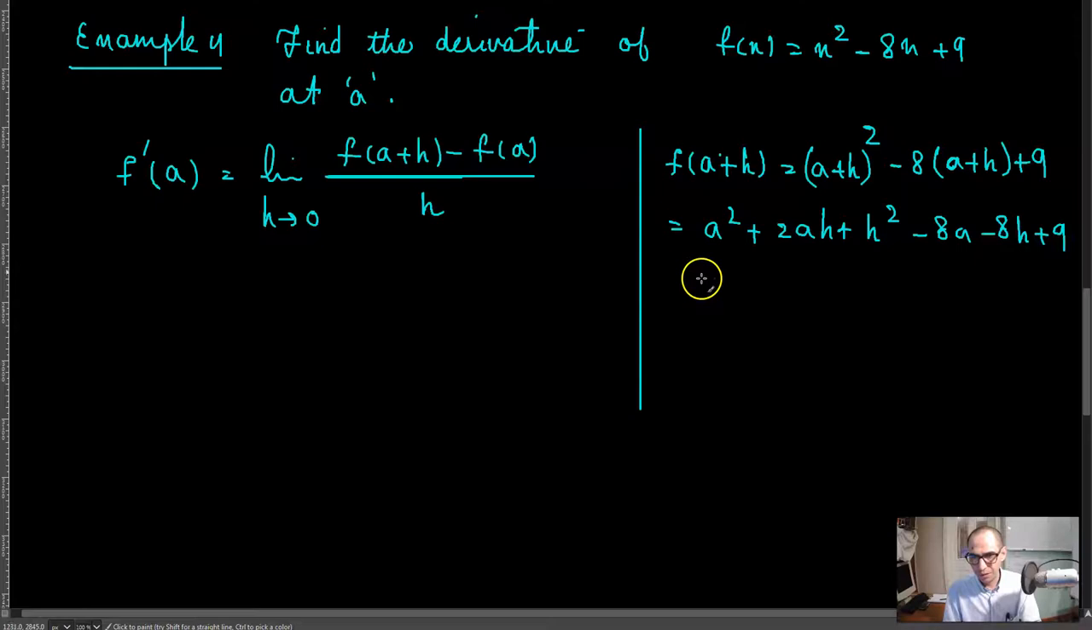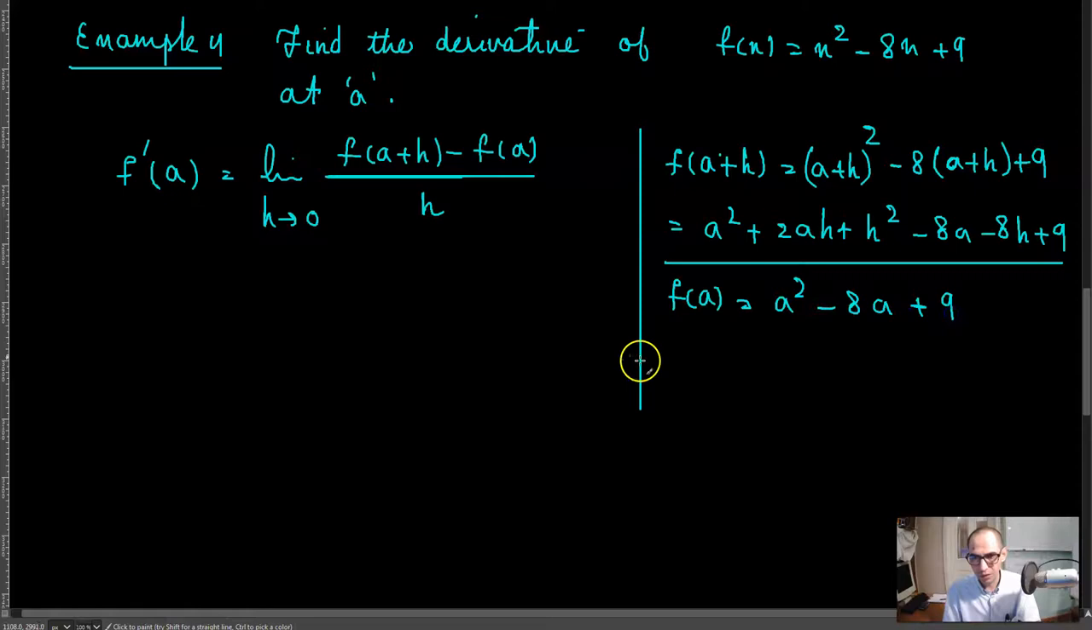And this is h squared, minus 8 times a and minus 8 times h plus 9. So that's essentially one thing. And f of a is the same thing as a squared minus 8 times a plus 9, right?